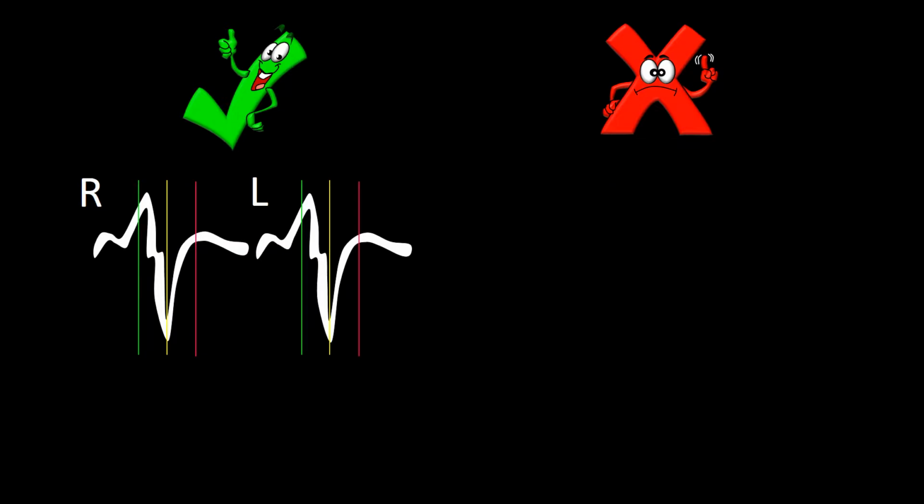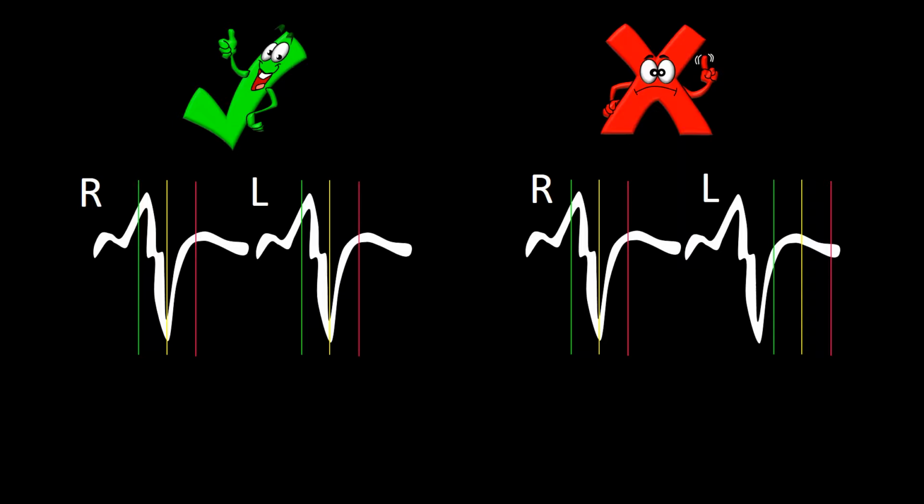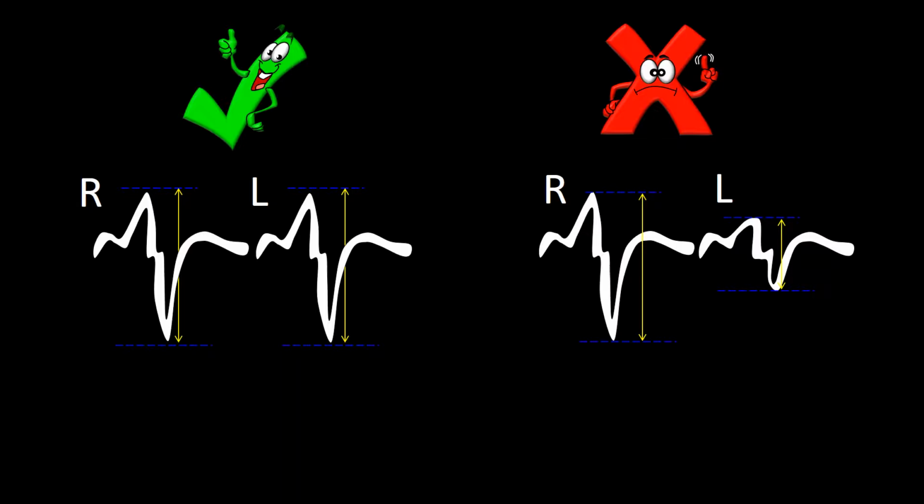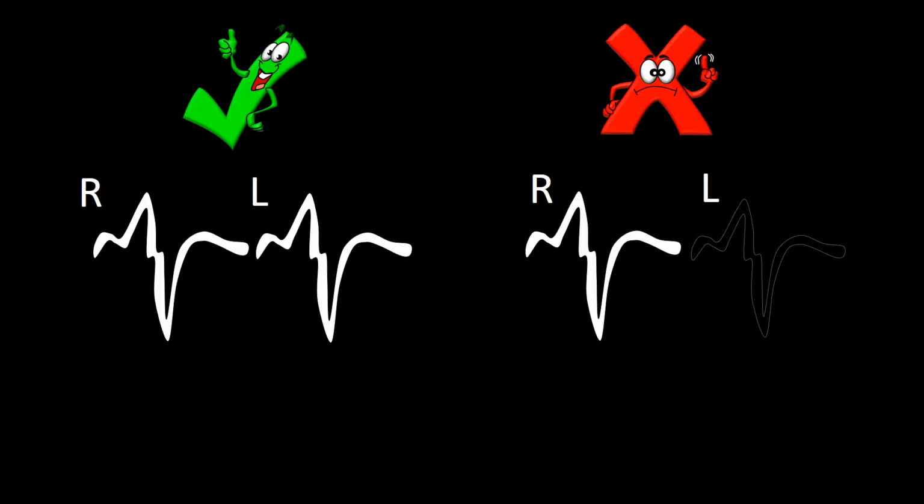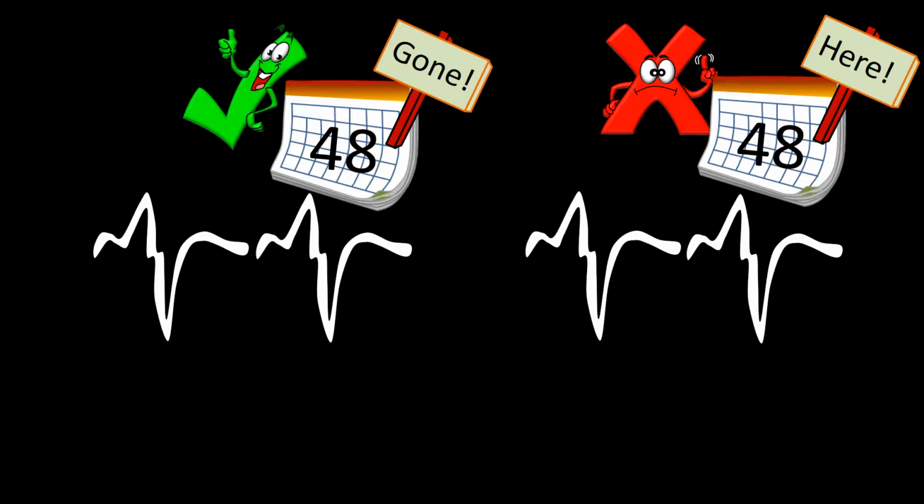Encoches are synchronous. Abnormal biphasic frontal activity is usually asynchronous. Encoches are symmetrical. Abnormal frontal sharp activity is usually asymmetrical. Encoches are bilateral. Abnormal sharp frontal activity is usually unilateral. Encoches are gone by 48 weeks. Abnormal frontal sharp activity persists after 48 weeks.